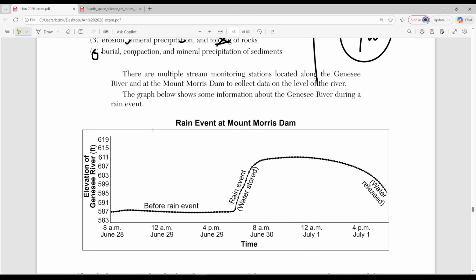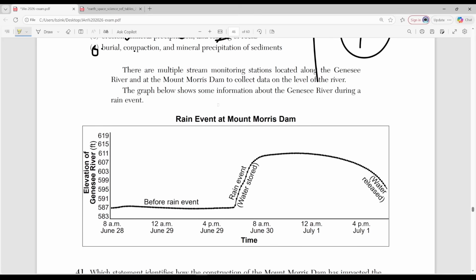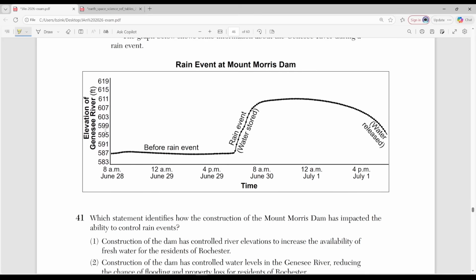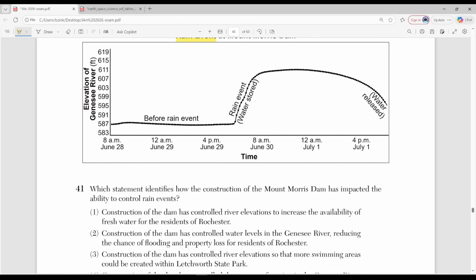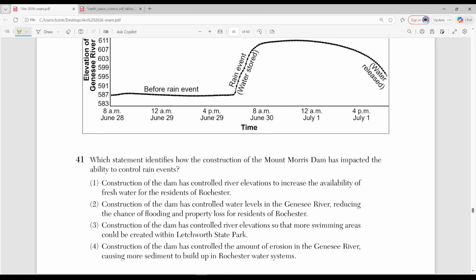Okay. The graph below shows some information about the river. Elevation before the rain event. Now the river is much higher, and then water is released. So obviously when there's a rain event, the river gets higher. Which statement identifies how the construction of the dam has impacted the ability to control rain events?